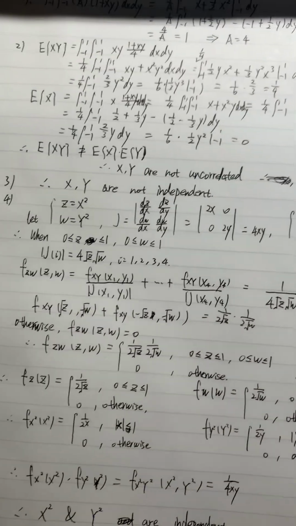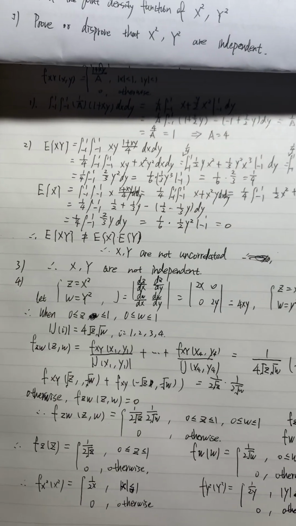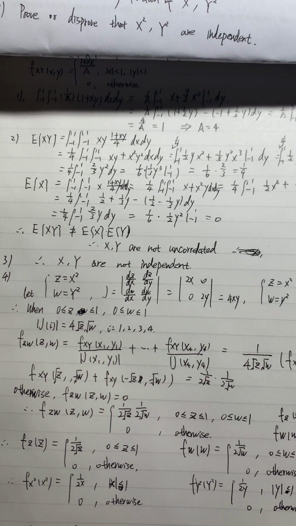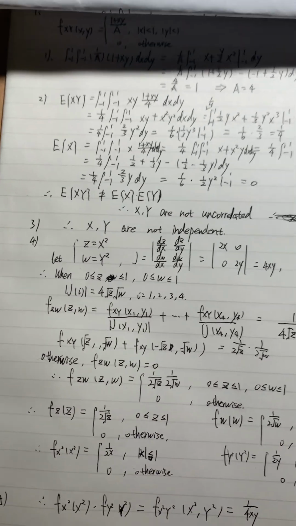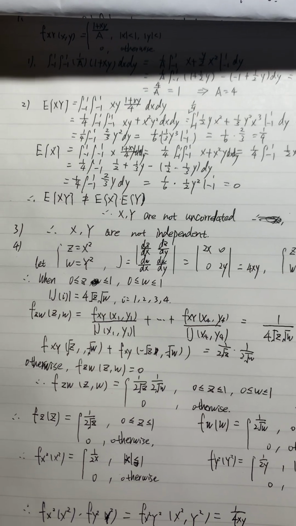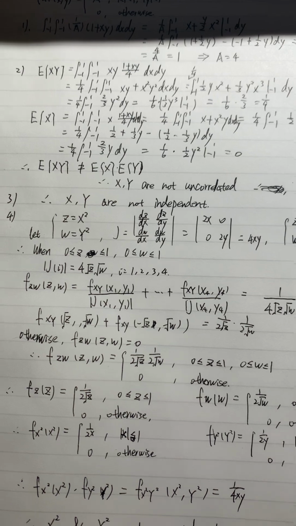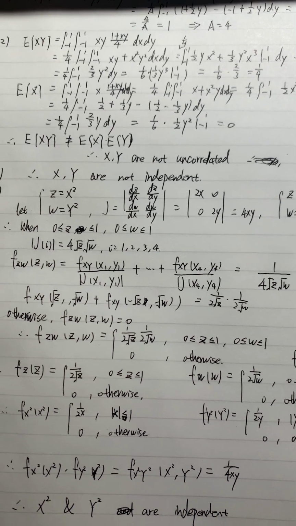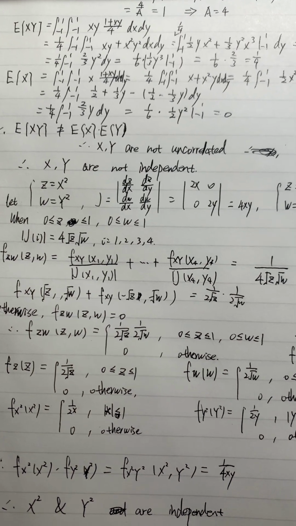So we are done with the fourth question, and for the final question, we want to prove or disprove that x squared and y squared are independent. If they are independent, we just need to check that the density function of x squared times the density function of y squared is equal to the joint density function of x squared and y squared.